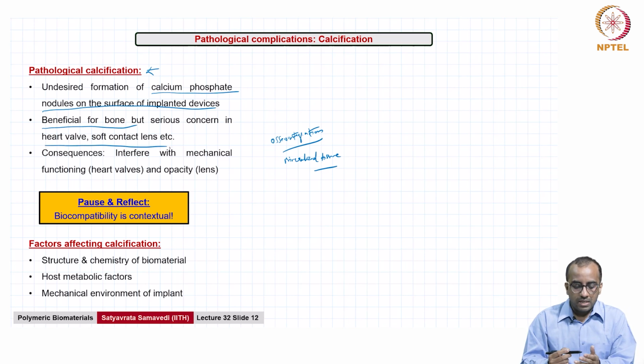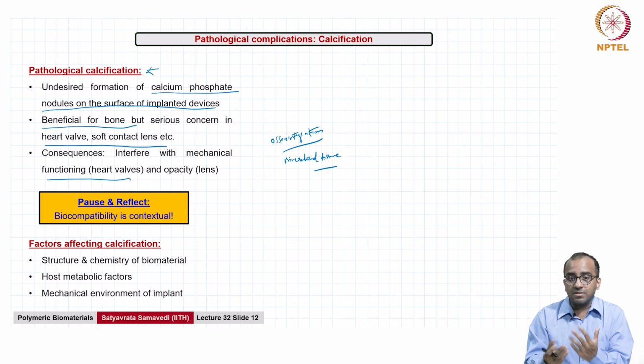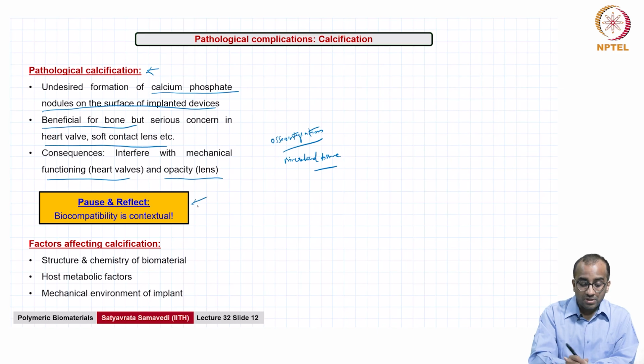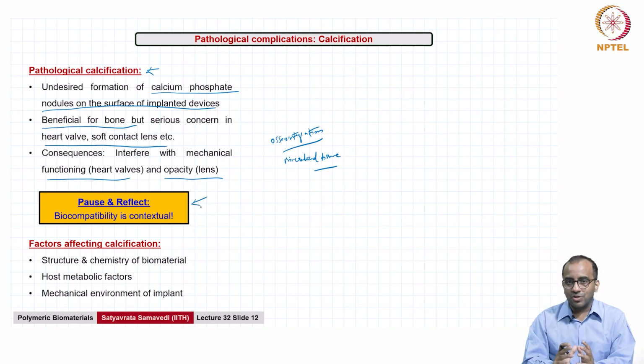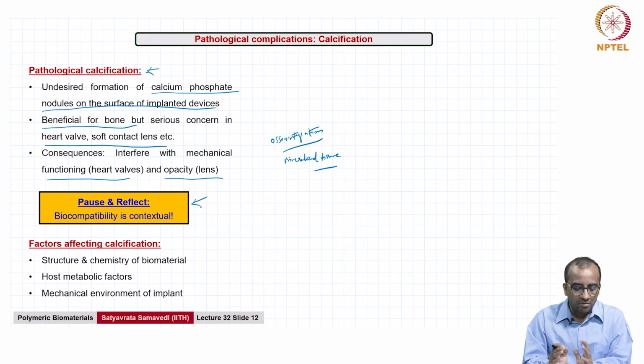And the consequences typically include interference with mechanical functioning for heart valves, for example, and opacity in the case of contact lenses. And of course, it is good to now pause and reflect on calcification and its role, whether it is good or bad in the context of biocompatibility, is totally contextual. Calcification in the context of osseointegration and bone tissue is beneficial, but pathological calcification of biomaterial surfaces is extremely detrimental.